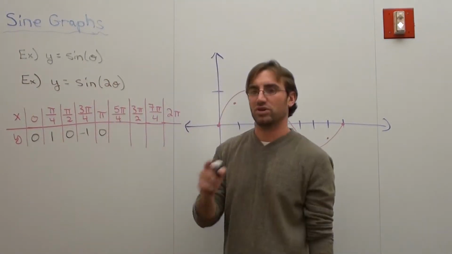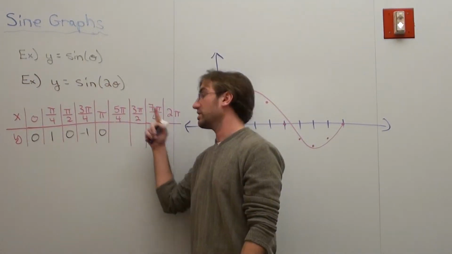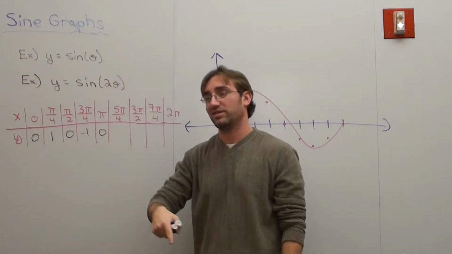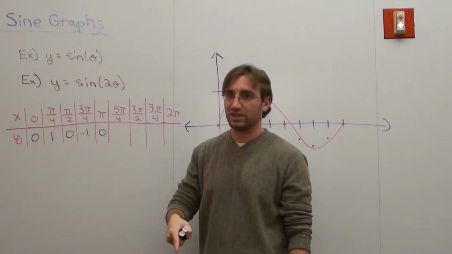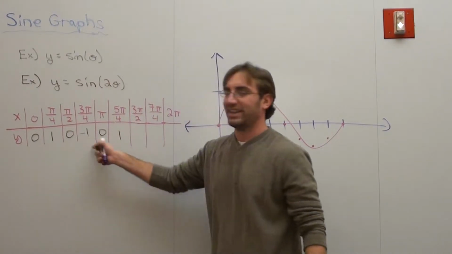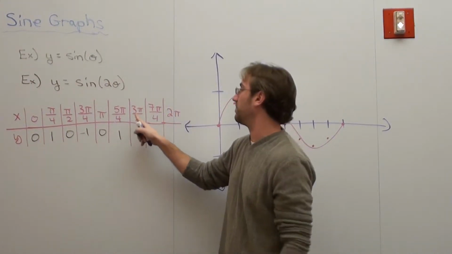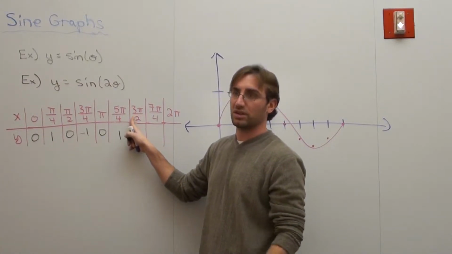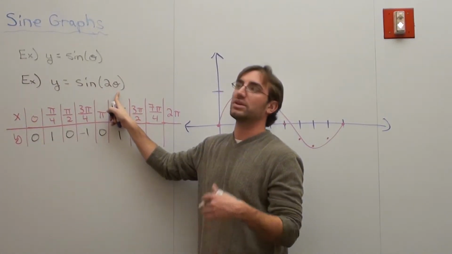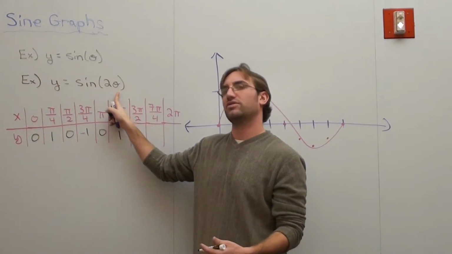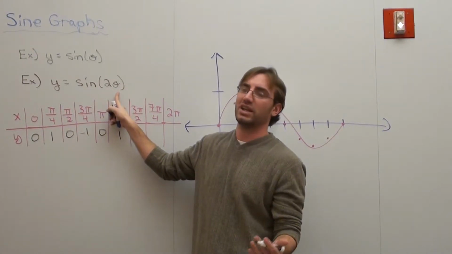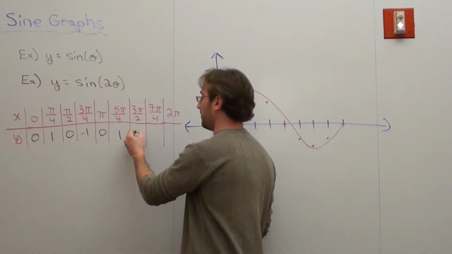5 pi over 4 is 225 degrees, and 2 times 225 degrees is 450 degrees. Sine of 450 degrees is 1. I actually already know the value, I'm just trying to do the computation. You can probably guess what this one's going to be. 3 pi over 2 is 270 degrees. 2 times 270 degrees is 540 degrees. The sine of 540 degrees is 360 plus another 180, which is 0.